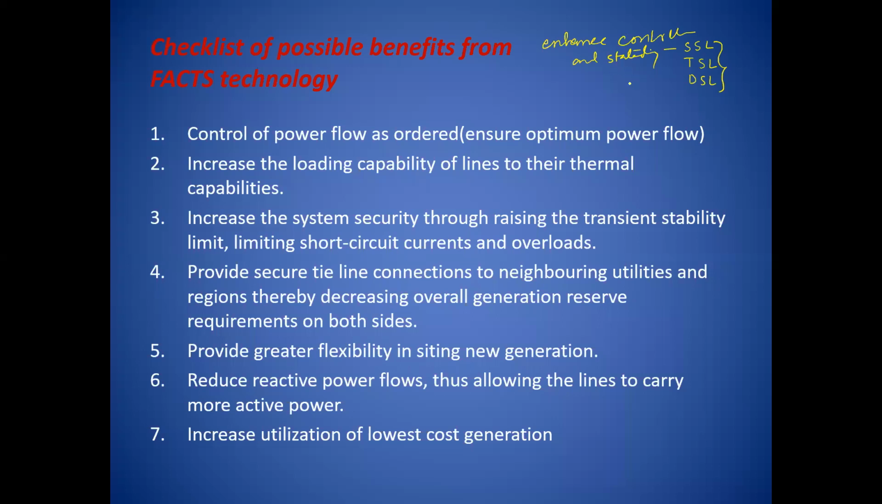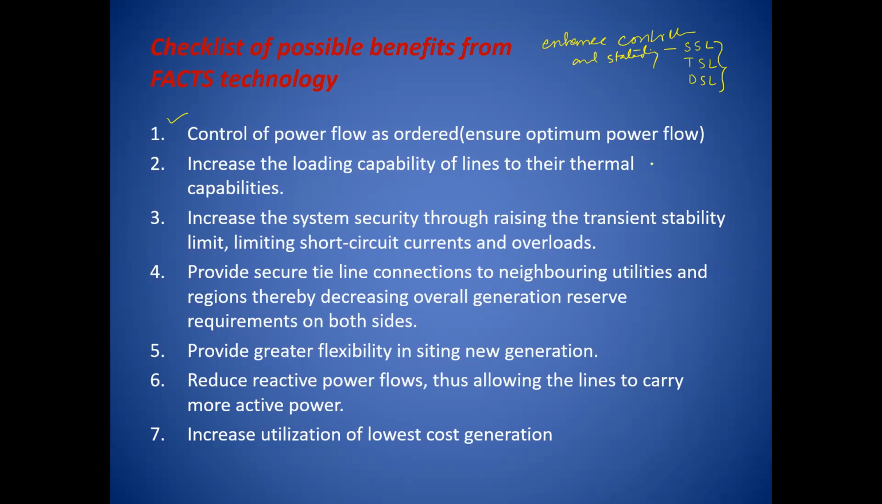Because we never operate the transmission line to its thermal capacity. So there are a few points related to FACTS technology. The first point is the control of power flow as ordered, to ensure optimum power flow. It means our objective is to increase the power handling capability of the existing transmission line in conjunction with FACTS devices, because we do not have land to erect one more transmission line.